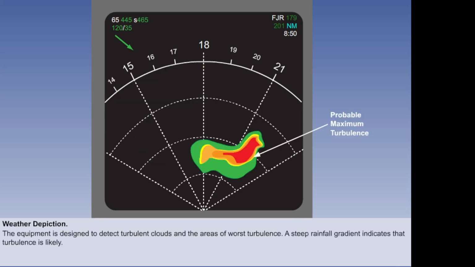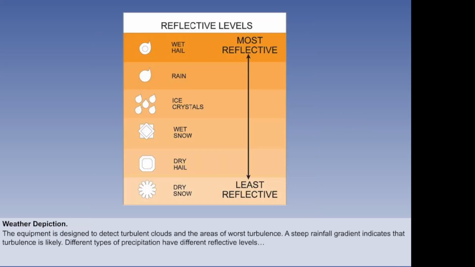The size and concentration of water droplets in clouds is an indication of the presence of turbulence, other than clear air turbulence. The shorter the distance in continuous rainfall between light and strong returns, the steeper the rainfall gradient and the greater the likelihood of turbulence. Here, we see the reflective levels of different precipitation types.